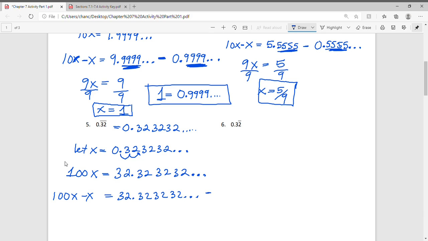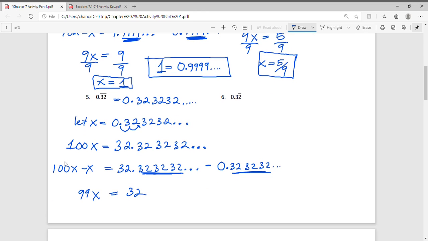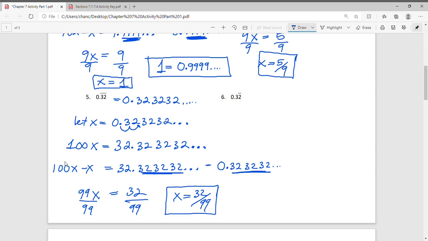And we're going to subtract the decimal form just like we did earlier. That's 0.323232 repeating. And you can clearly see that the decimals will disappear. These decimals will cancel out. So I have 99x on the left equals 32. Let's divide both sides by 99. And so x equals 32 over 99. This is our fractional equivalent. And if you're not sure, check it out on a calculator. You'll see that this is correct.